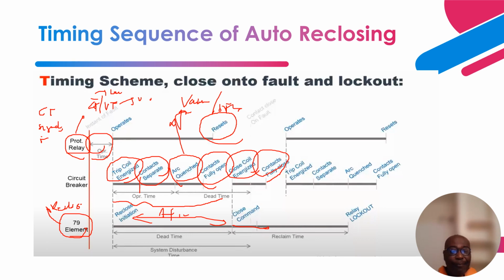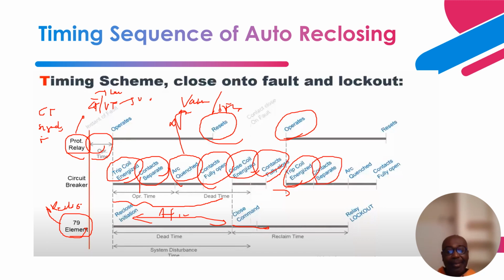So after that, the protector relay comes into play, okay? It needs to open up the breaker, right? After the close action of the 79 element. So the protector relay issues another trip command to the trip coil, right?